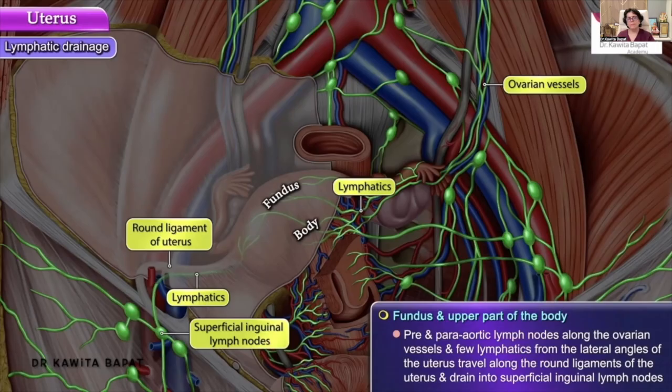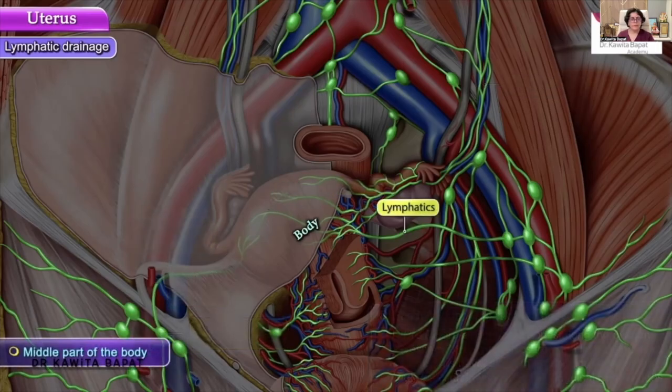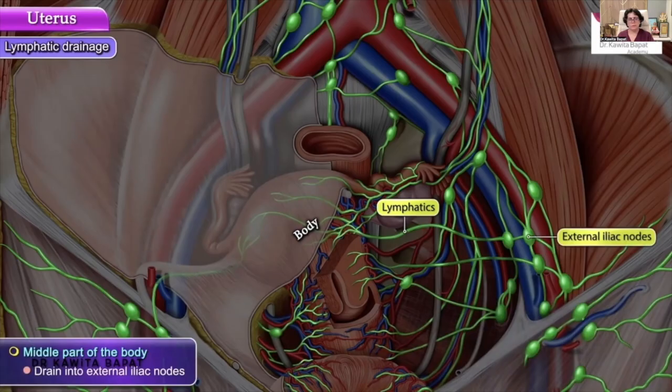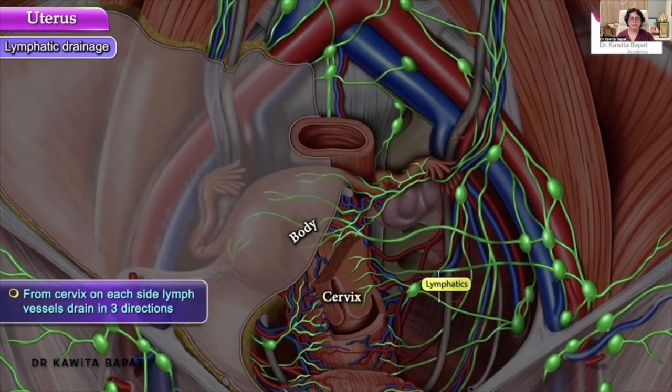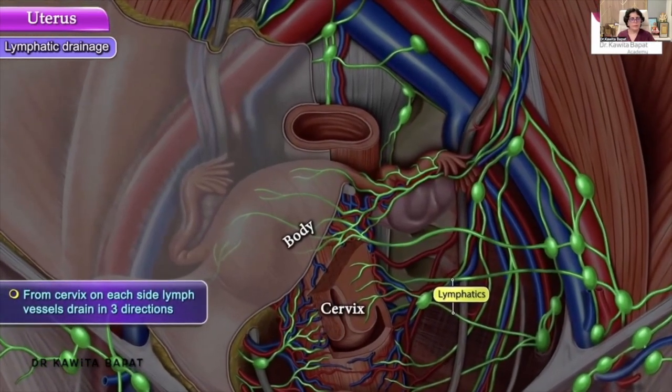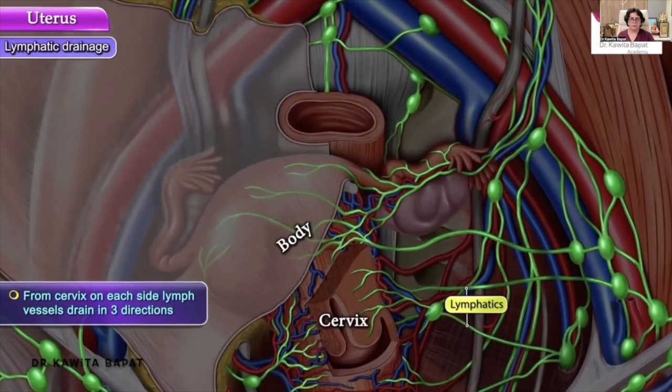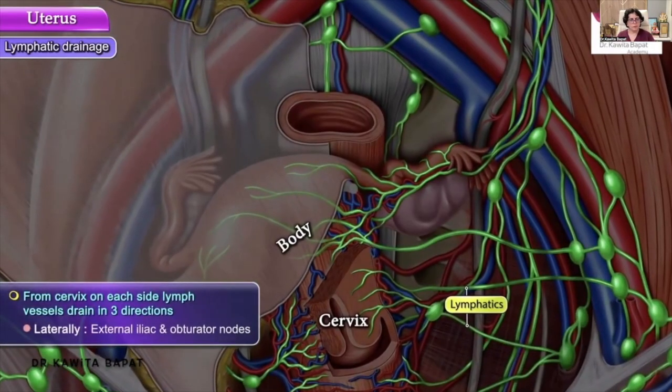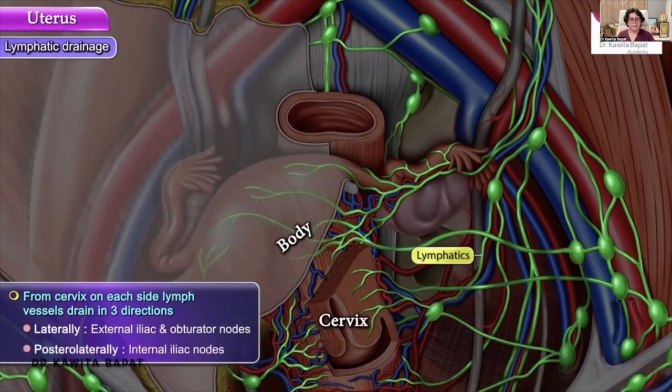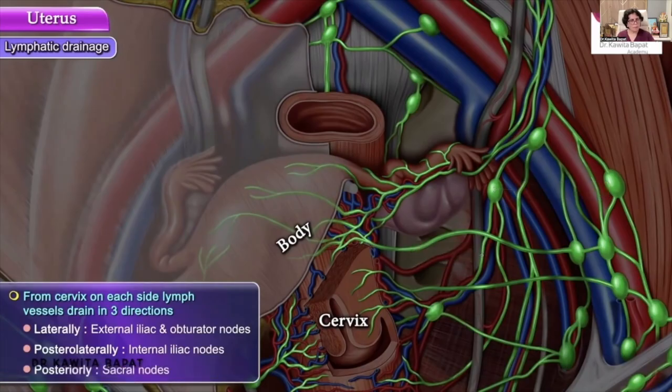So all the lymphatics from the fundus and body go this way, and the middle part drains into the external iliac nodes. The lowermost part, the cervix, drains in three directions. The first is laterally to the external iliac and obturator nodes. The second is posterolaterally to the internal iliac nodes, and the third is posteriorly to the sacral nodes. Thank you.